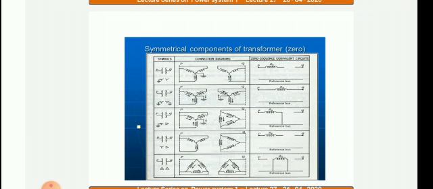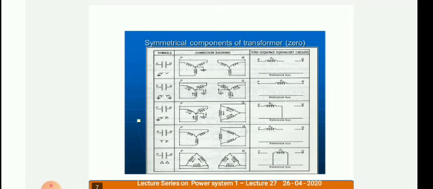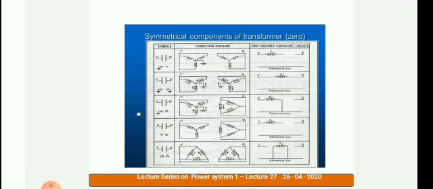Next is star grounded delta. The primary is star grounded and we have delta in the secondary. As it is star grounded, the series switch will be closed and the shunt switch will be open in the primary, and in the secondary, the shunt switch will be closed and the series switch will be open.